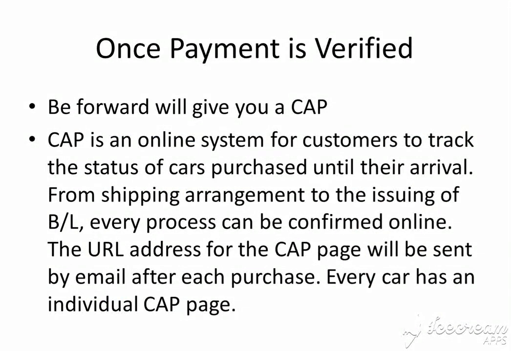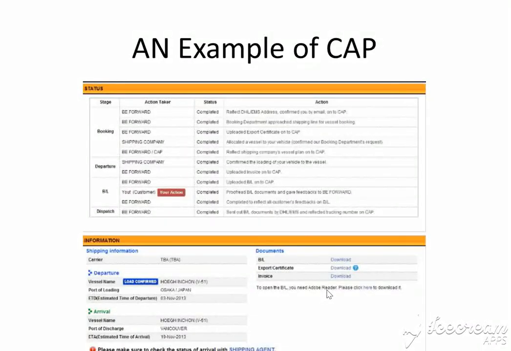And once the payment is verified, Forward will give you a CAP. Now, CAP is an online system for customers to track the status of cars purchased until their arrival, from shipping arrangement to the issuing of the BL, that is, the bill of lading. So every process can be confirmed online. The URL address for the CAP will be sent by email after each purchase. Every car has an individual CAP page. The CAP page looks like this.